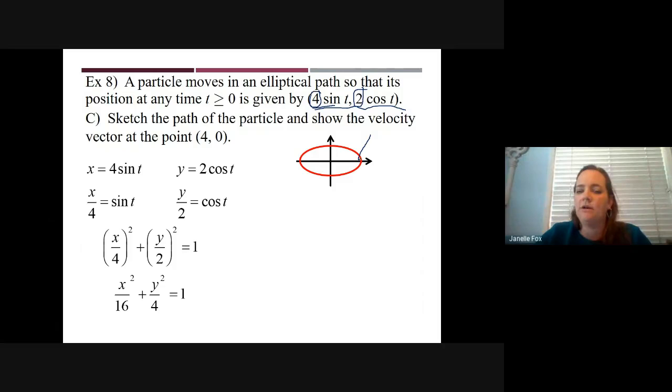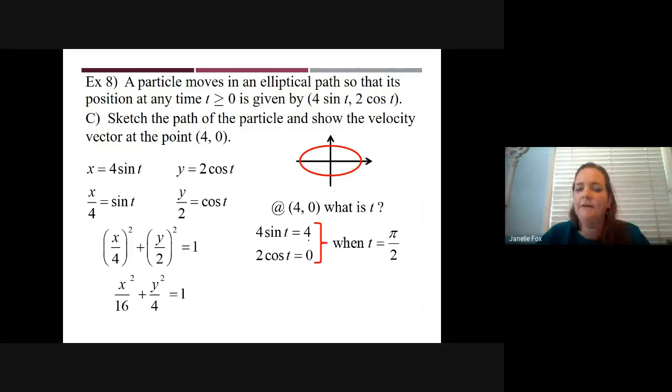So the point (4, 0) is that spot right there. At that spot, what's happening to the vector? What we want to do is set each of those position values equal to the coordinate. So we have 4 sine of t equal to 4 and 2 cosine of t equal to 0. We want to see when this happens. So when can you get 4 sine of t to equal 4 and 2 times the cosine of t to equal 0?